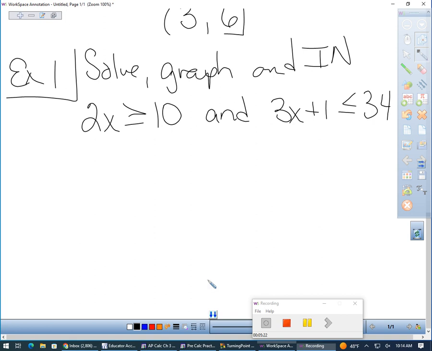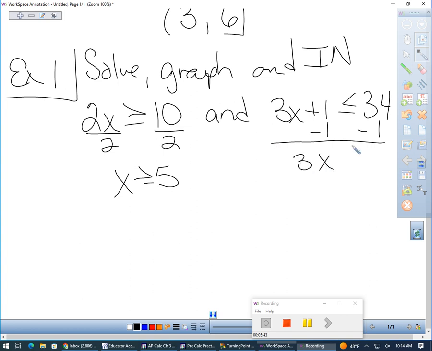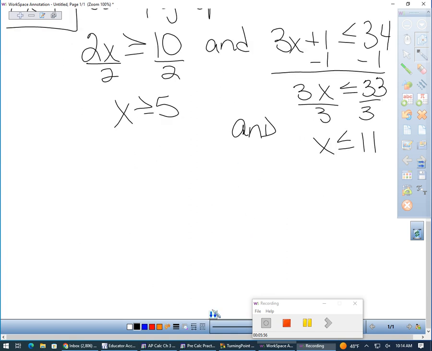We're going to solve both inequalities. For the first one, I just have to divide both sides by 2. I get x is greater than or equal to 5. Over here, I'm going to subtract 1 from both sides. I get 3x is less than or equal to 33. Dividing both sides by 3, I get x is less than or equal to 11, with, of course, the word and in between. Does everybody agree so far?